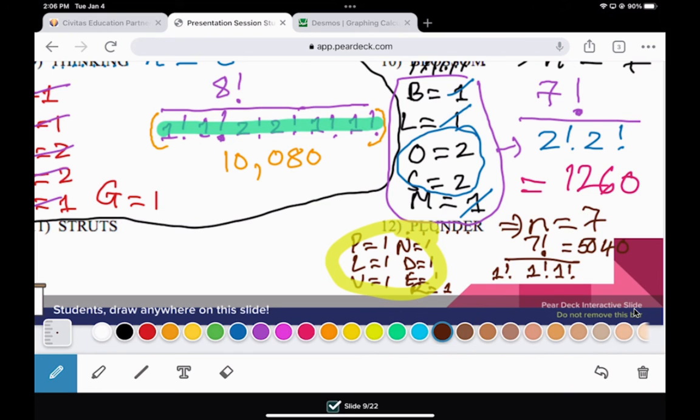1, 2, 3, 4, 5, 6, 7. So you can list 7 of them out. Or you don't have to list anything at all. Okay. So in here you can just do 7 factorial. That would be fine.